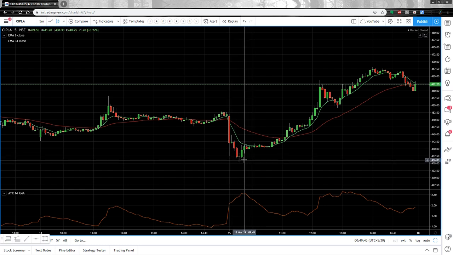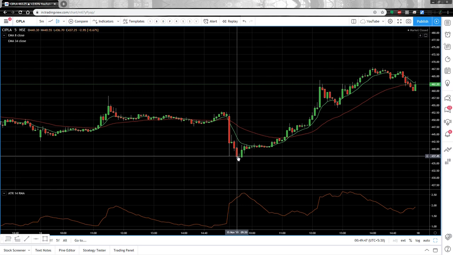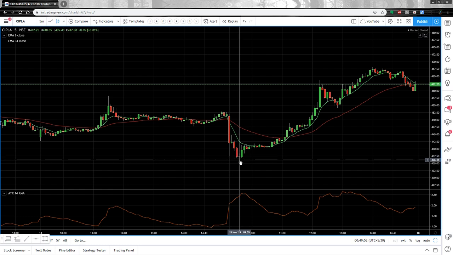Now, I suspected that it will go up from here somewhere, and it did actually. 437 was the exit point. It came down till 435.40. I don't care about that, because we already booked a handsome amount of around how much? 440.55 minus 437, somewhere around 3 rupees 55 paise, which is very close to 1% of the stock's price. So I'm happy with the returns that I got.